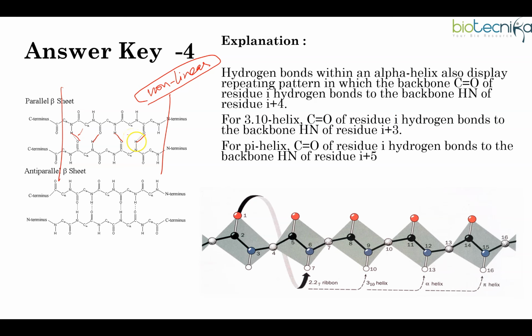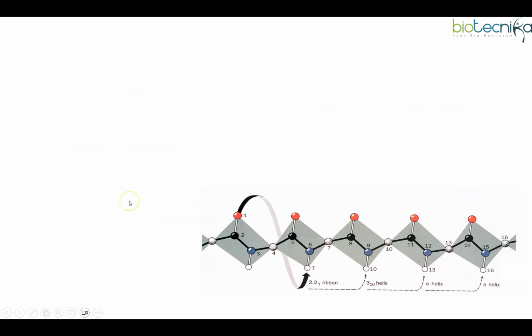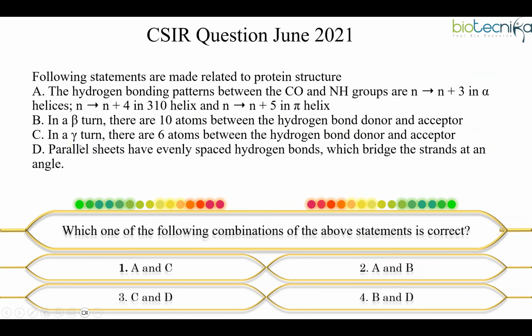Whenever the donor and acceptor of a hydrogen bond are in linear orientation with each other, where the angle is 180 degrees, then they are very stable, as we see in anti-parallel beta sheet, where you can see the hydrogen bonds are linear. So the first statement is wrong and the C statement is wrong. They have asked for correct statements, hence the correct answer over here will be B and D.